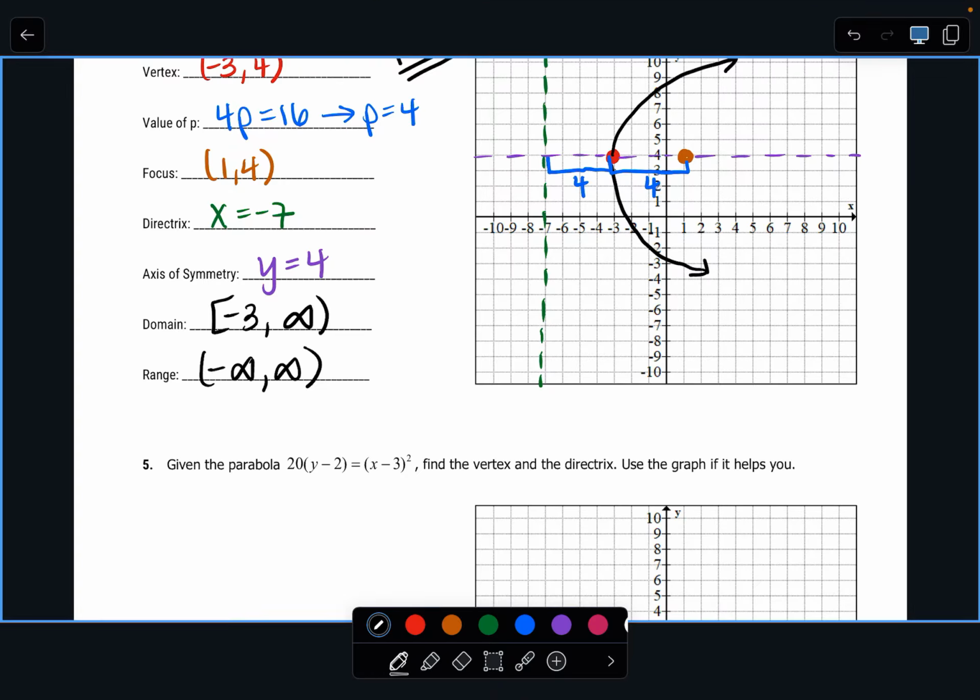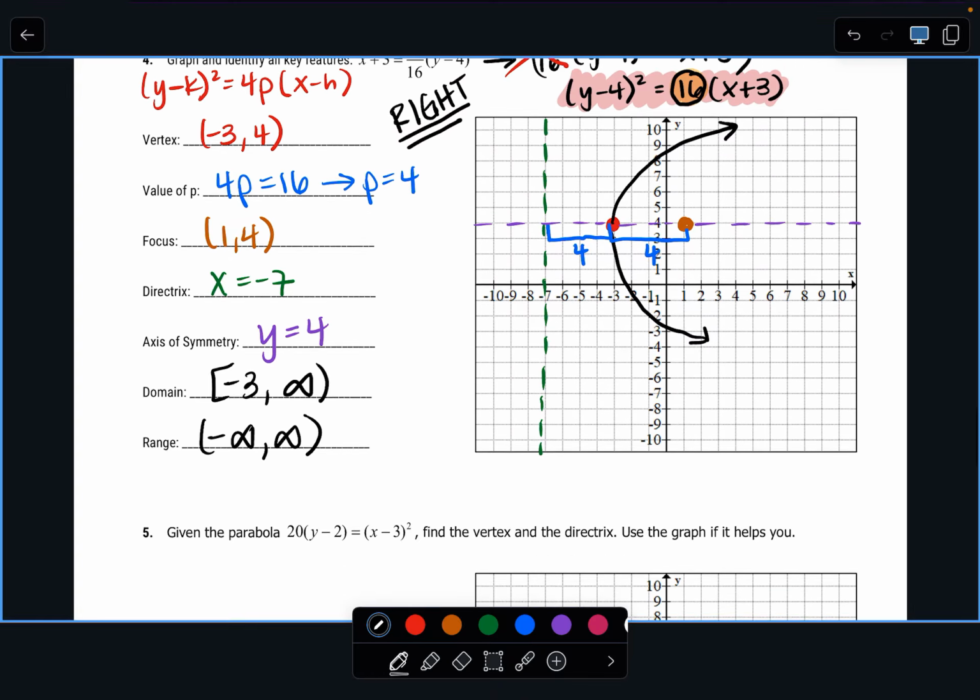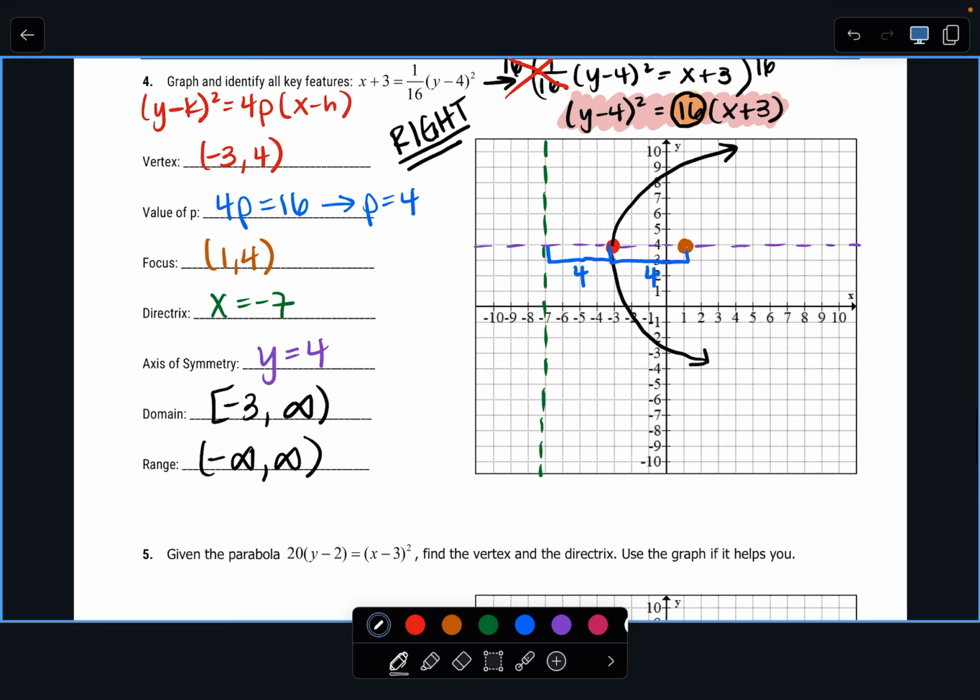Where did I get 4? It's from the equation. From our equation form, whatever number is in the place of where 4P would be, that's the number that I use. It's just in line. So I went in and I counted 4 over from the vertex: 1, 2, 3, 4. And that's where I ended up.